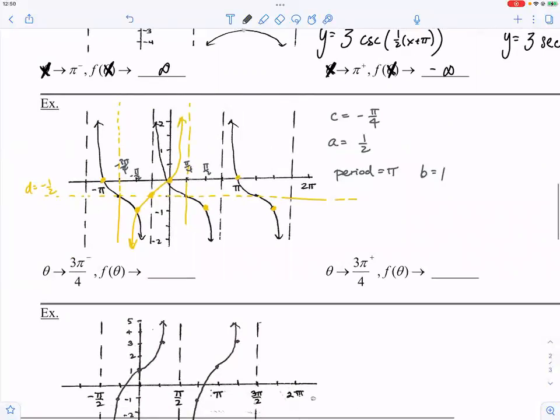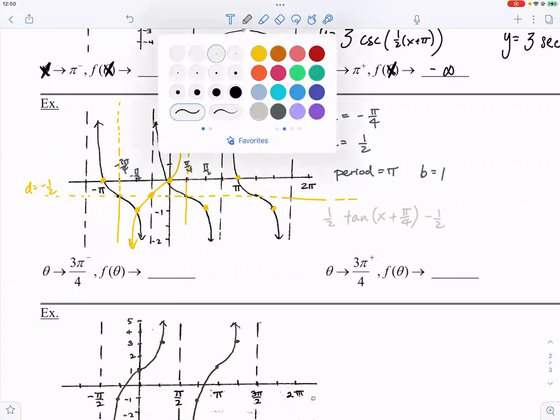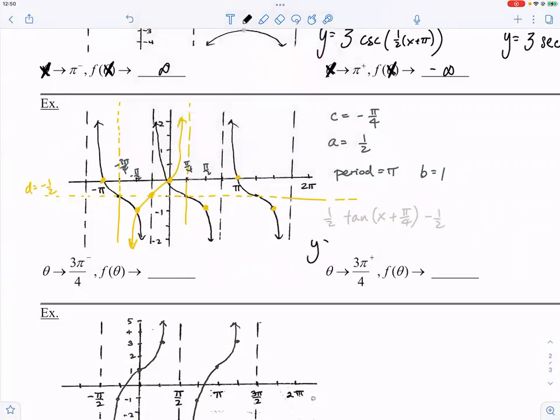So now you can write your tangent equation, which is 1/2 times tangent of x plus pi over 4, because x minus negative pi over 4, minus 1/2. That's your tangent equation. And now you can write your cotangent equation, which is y equals 1/2 cotangent of x plus pi over 4 minus 1/2.